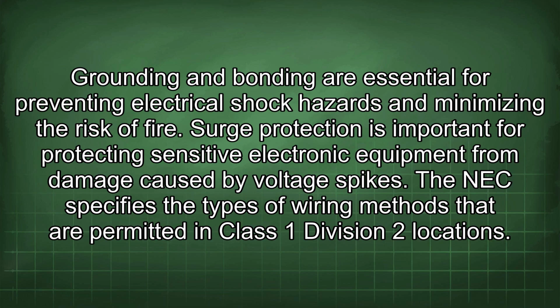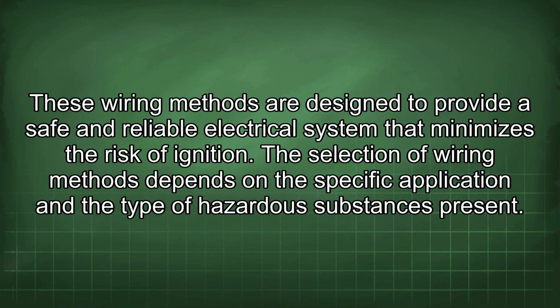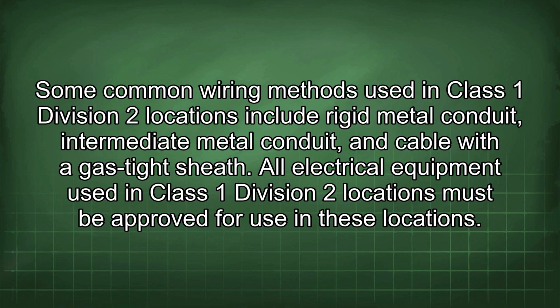The NEC specifies the types of wiring methods that are permitted in Class 1 Division 2 locations. These wiring methods are designed to provide a safe and reliable electrical system that minimizes the risk of ignition. The selection of wiring methods depends on the specific application and the type of hazardous substances present. Some common wiring methods used in Class 1 Division 2 locations include rigid metal conduit, intermediate metal conduit, and cable with a gas-tight sheath.